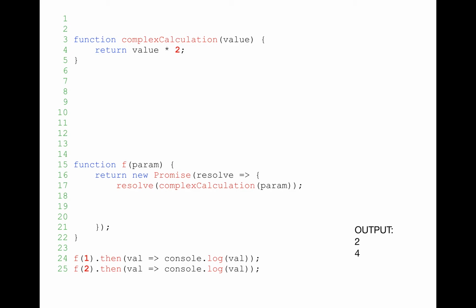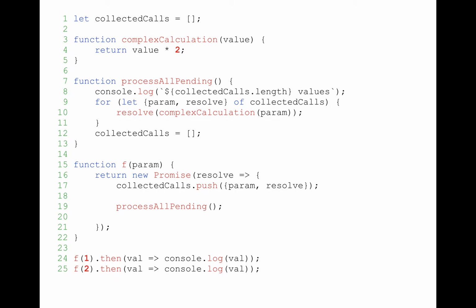Now, the bigger step is the following. A promise is a way to defer the calculation of something to an arbitrary point in the future. So this is nice because it allows us to collect the parameters to those functions and call them at a later time, and call the complex calculation at a later time. So let's say that we want to do that.